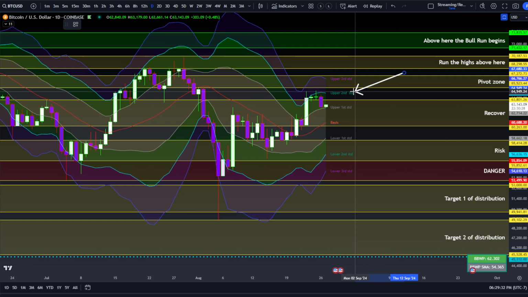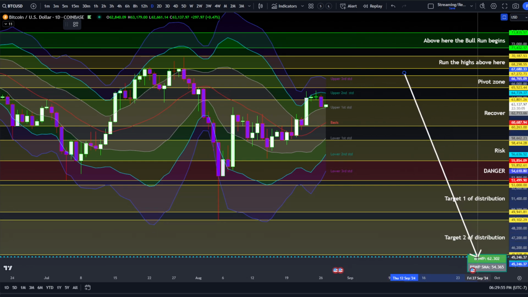Now, if we do start seeing Bitcoin close back above around $65,000, that would put it above the upper second. Then we'd look to, again, the pivot zone at 65.5 to the upper third, somewhere around that 67,272. So anywhere in between there from a volatility standpoint is fair game. Any closes above the upper second would reignite expansion to the upside.